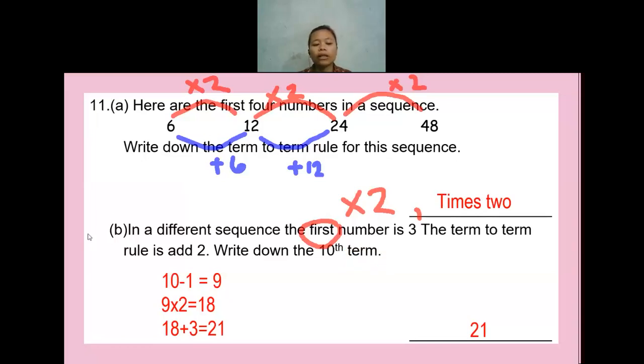After we find the difference between the given term and the unknown term, we multiply the difference by the given term-to-term rule. The rule is add 2, so 9 multiplied by 2 becomes 18. Because the next terms will be bigger, the given term, which equals 3, we plus by 18. That's why the 10th term equals 21.